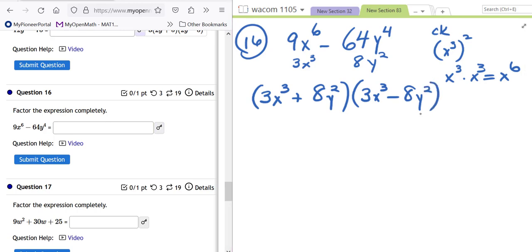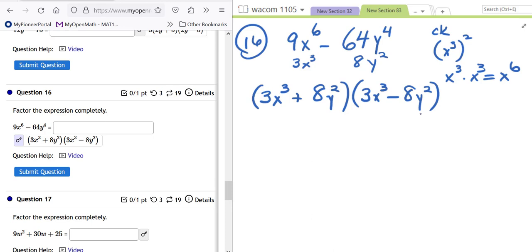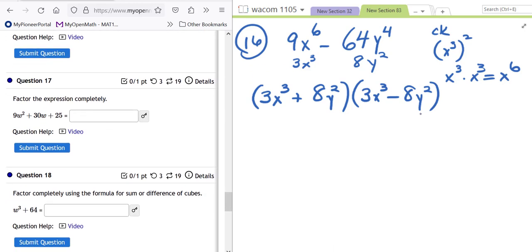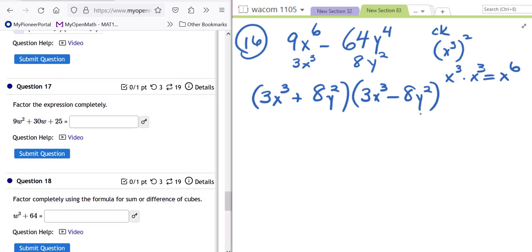Right, and we will look at this to see. All right, good. So we were okay there. That one was kind of out of left field. All right. So let's look at 17. 17 is 3 terms again.